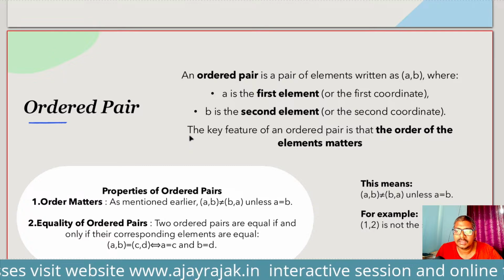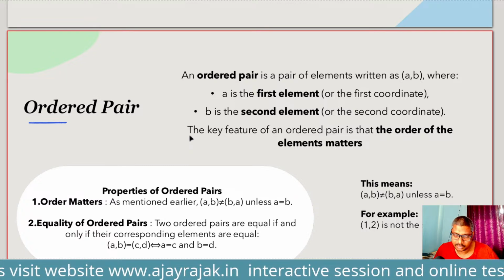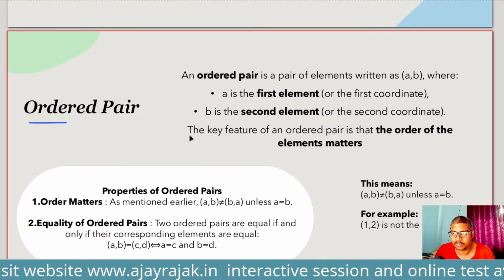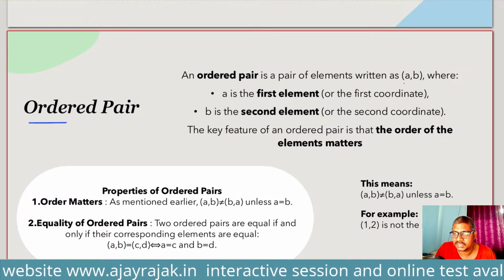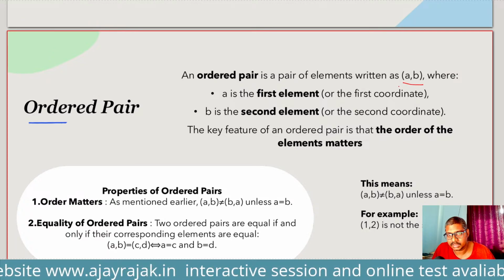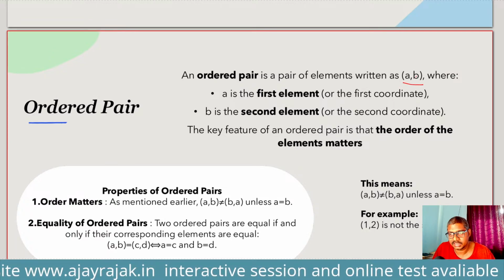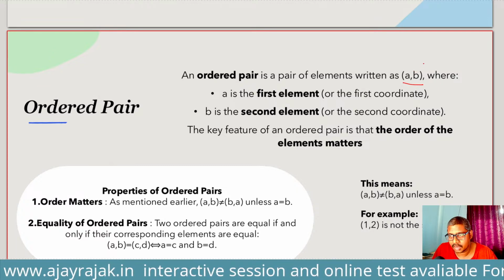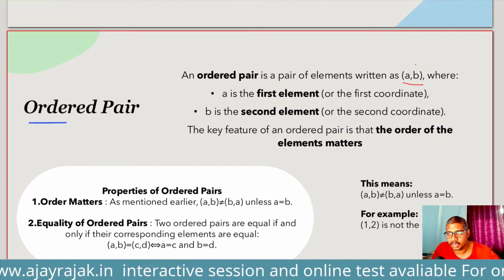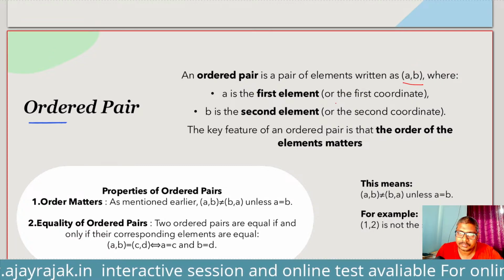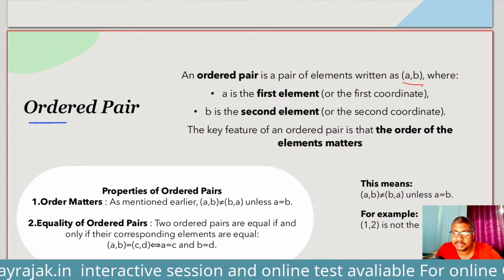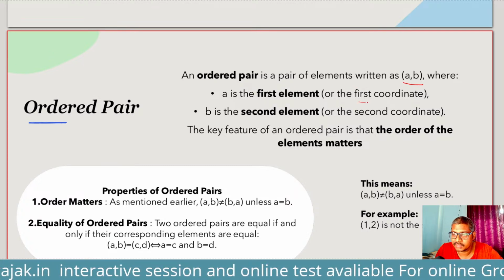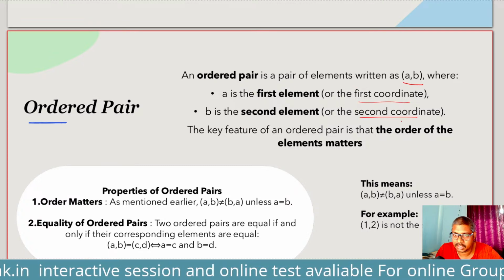When two elements come together in the form of an order, it is an ordered pair, which is written as (a, b), like you studied in the Cartesian coordinate system, where x and y are the combination of coordinates for any point on the Cartesian plane. So an ordered pair is a pair of elements: the first element, first coordinate, and the second element, second coordinate.